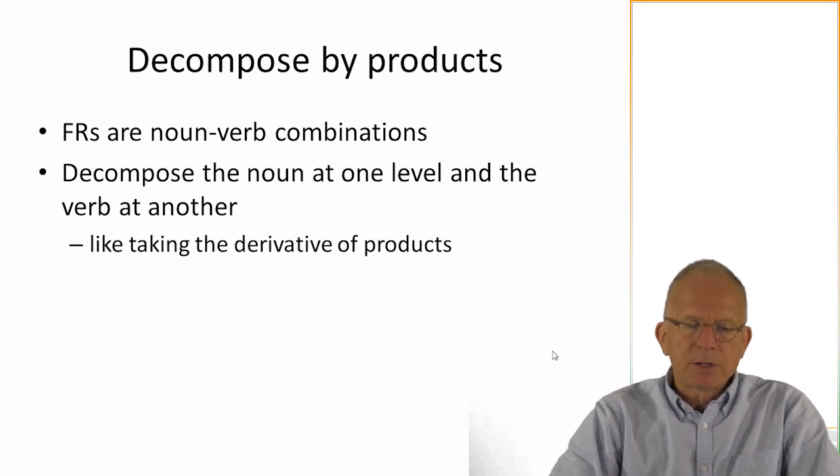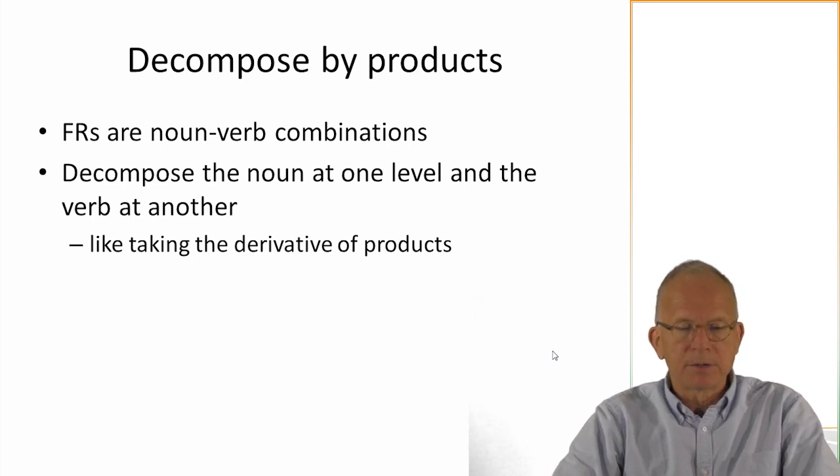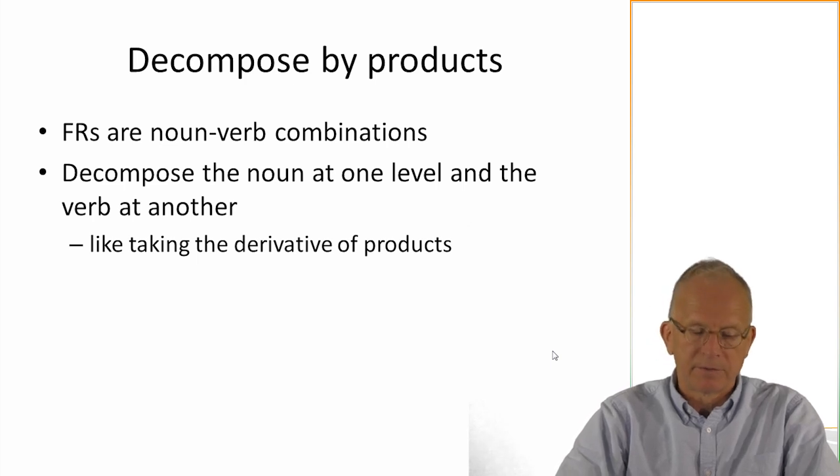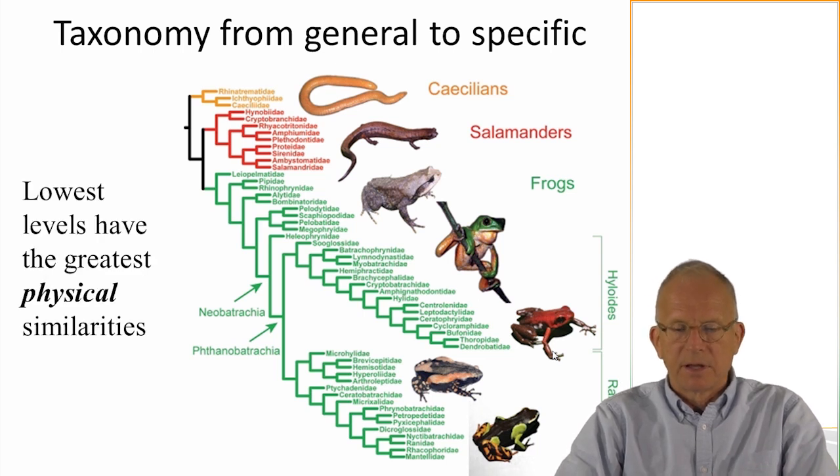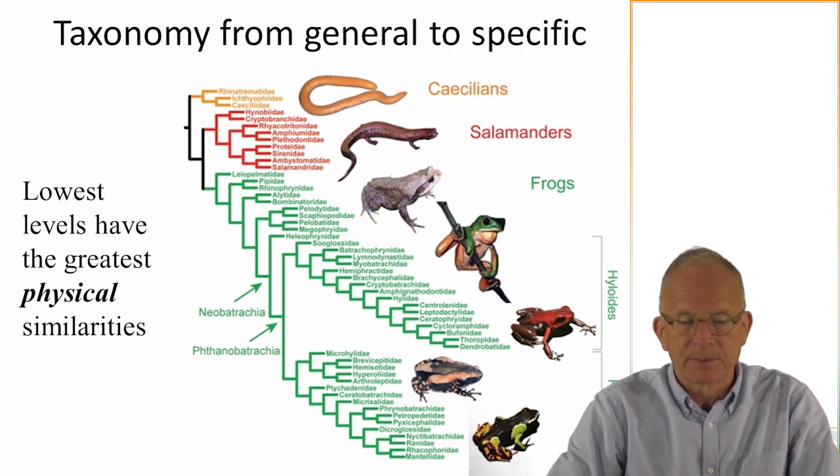Decomposing by products. FRs are verb-noun pairs. Many times we can just decompose the noun at one level and the verb at another. It's like taking the derivative of products. We might think too of the way taxonomies decompose from general to specific. They look for the commonalities in the creatures at the higher levels and differentiate them, so the lowest levels have the greatest physical similarities.